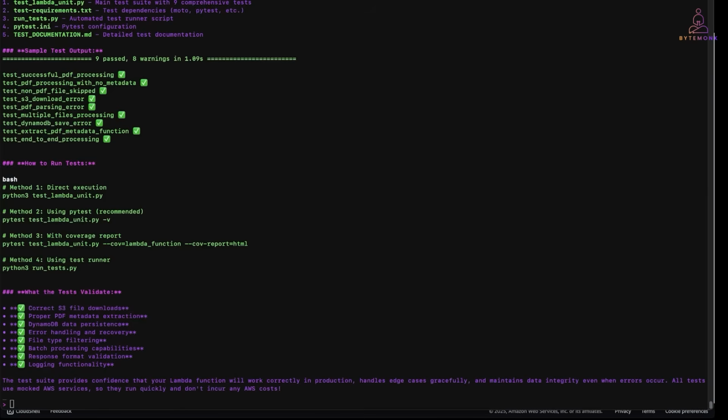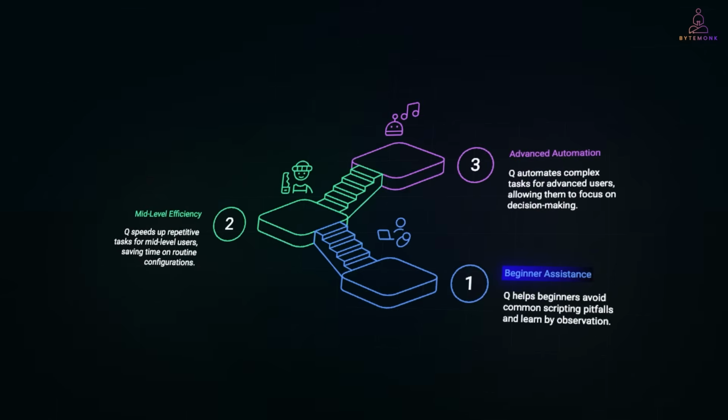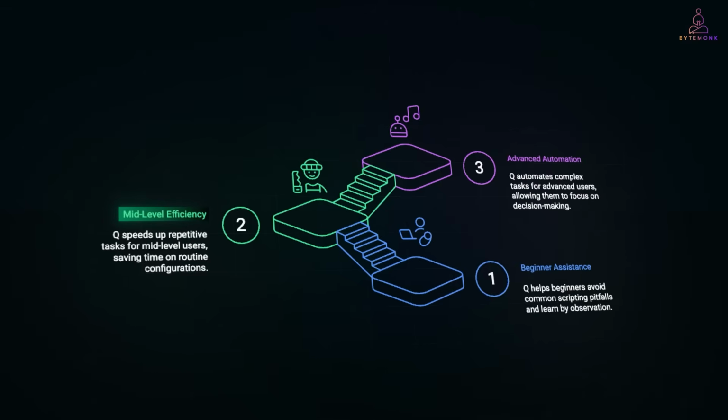So, where does this fit in a real developer workflow? If you are a beginner, Q helps you avoid the rabbit hole of how do I write this script or what's the syntax for that command. You describe what you want, Q delivers, and you learn by watching. If you are a mid-level, Q speeds up repetitive stuff. You are still in control, but you don't waste time wiring IAM roles, tweaking CLIs, or copy-pasting JSON policies.